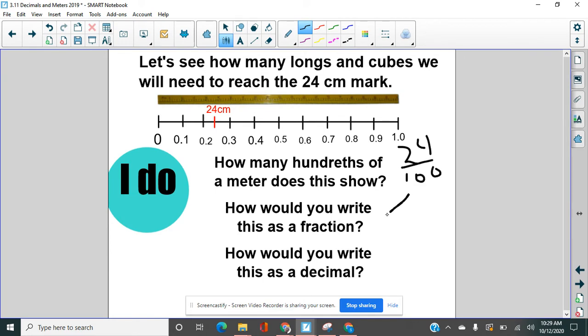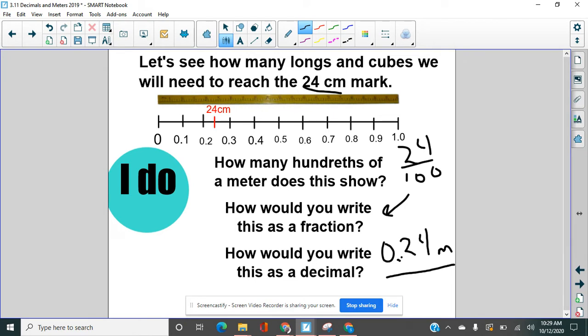Okay. And we would write that as a fraction, and then we could write that as a decimal. 24 hundredths of a meter. There's only one decimal point there. Right. The 24 centimeters is 24 hundredths of a meter.